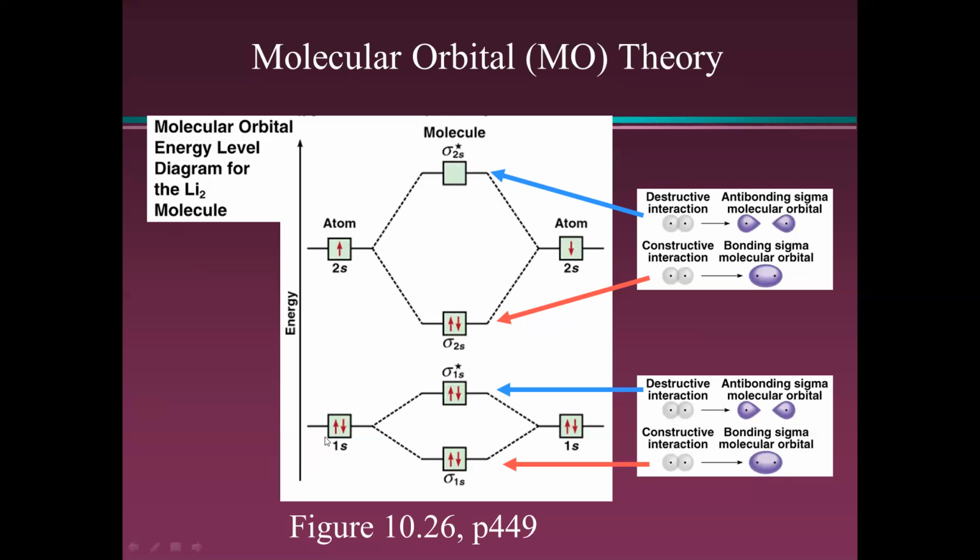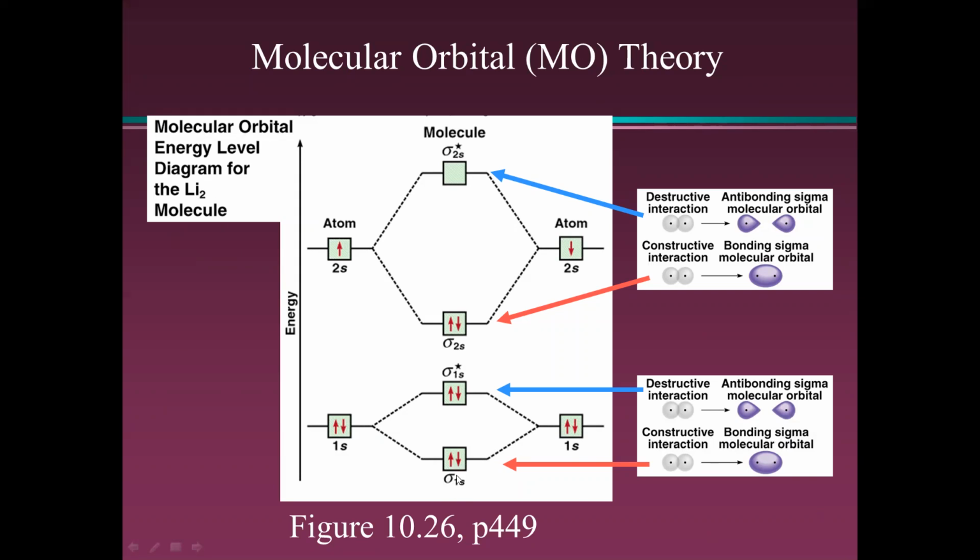So this is another example of the molecular orbital diagram, for the lithium molecule. This diagram shows, for example, here, a constructive interaction forms the bonding sigma molecular orbital.